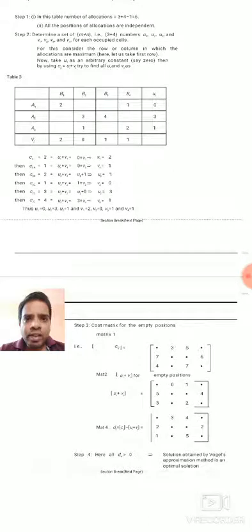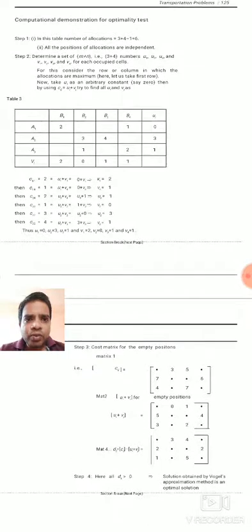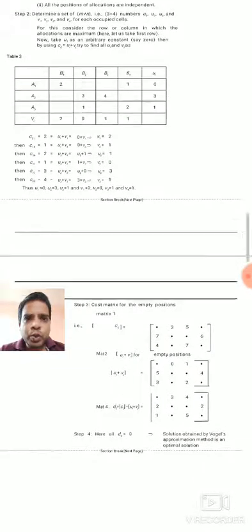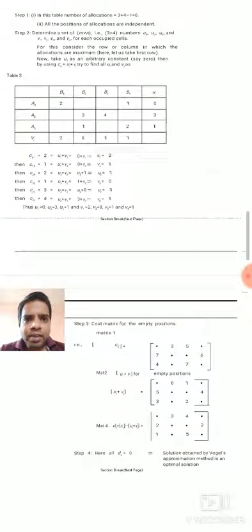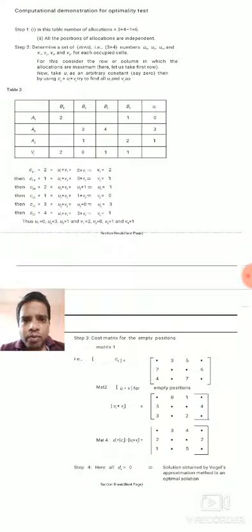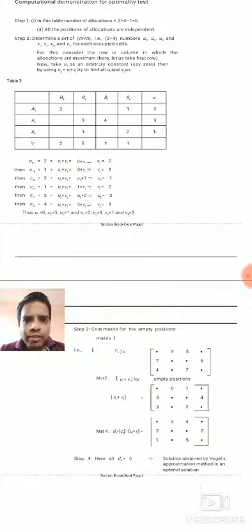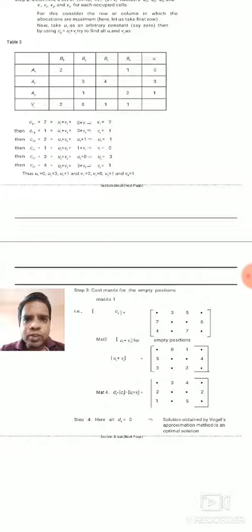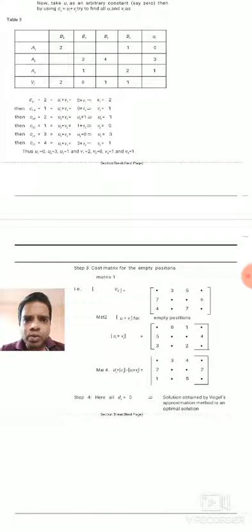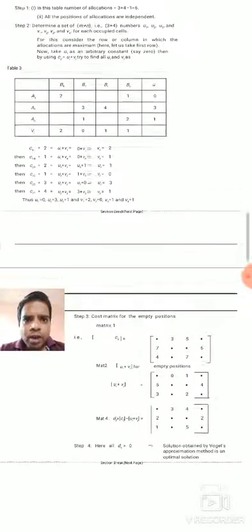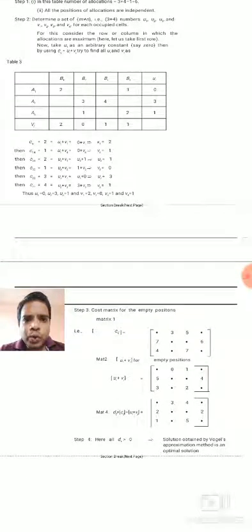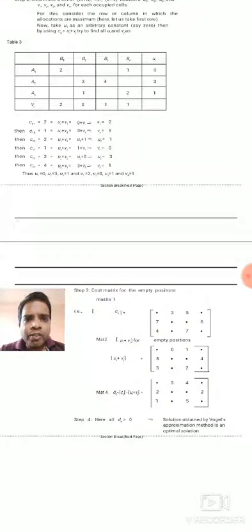How many rows are there? a1, a2, a3, 3 rows, so those 3 rows are represented by u1, u2, u3. And how many columns are there? 4 columns, b1, b2, b3, b4, so v1, v2, v3, v4 represent the destination centers, and u1, u2, u3 represent the sources. Now we need to compute Cij equals ui plus vj to find the u1, u2, u3 and v1, v2, v3, v4 values.